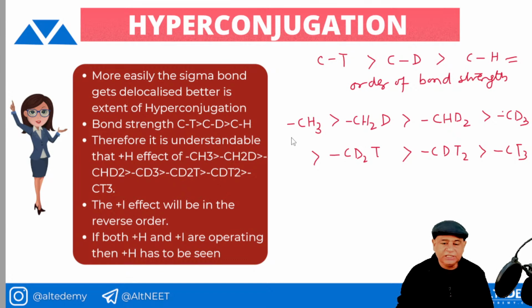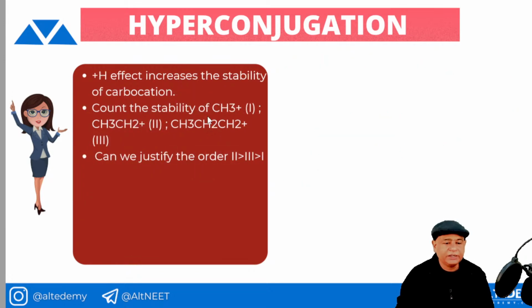Yes, along with this, we are all talking about plus H effect. But here you should bear in mind, we have already talked about positive inductive effect. The inductive effect is just in the reverse order. This we have made the order of hyperconjugation. If you will be writing the order of inductive effect, obviously it will be in the reverse order. If in a situation both plus H and plus I are operating, then we will take plus H into consideration. As we have said, plus H has got higher strength, higher capacity in comparison to inductive effect.